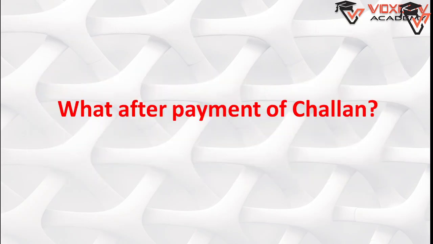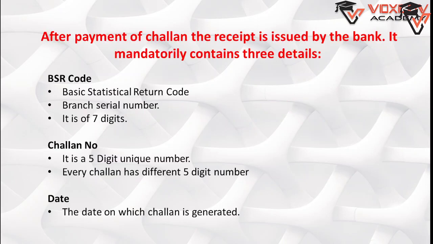Now what we will understand is what happens after the payment of challan. After the payment of challan, a challan is issued by the bank. It contains three mandatory details, which are important for your actual return filing. One is your BSR code, which is the basic statistical return code. It also tells about the branch serial number of the branch through which you have filed this challan. It is basically 7 digits, and this is always unique for every branch in the country.